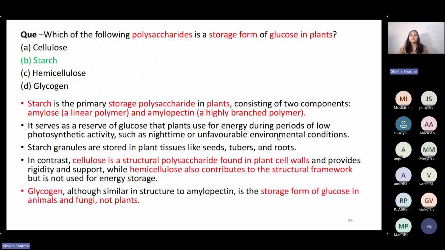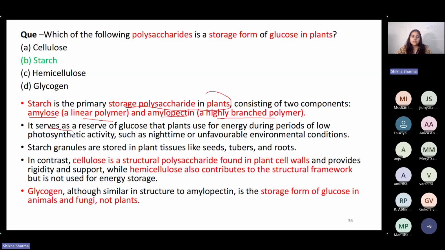Okay, so B is the correct answer. Starch is the correct answer here. Starch is basically the primary storage polysaccharide in plants, and it contains two units, amylose and amylopectin. Amylose is basically the linear polymer and amylopectin is a highly branched polymer.